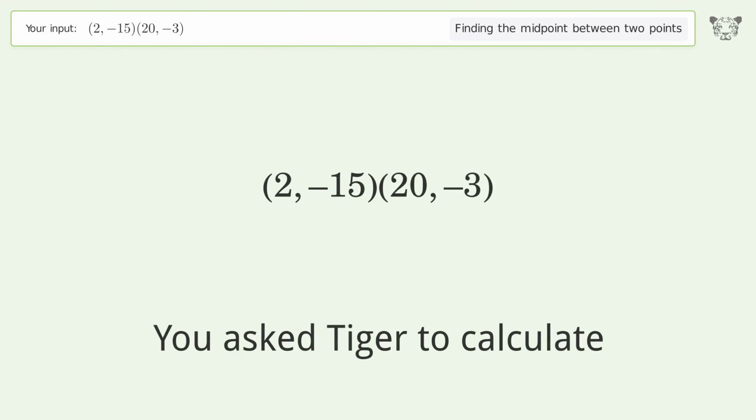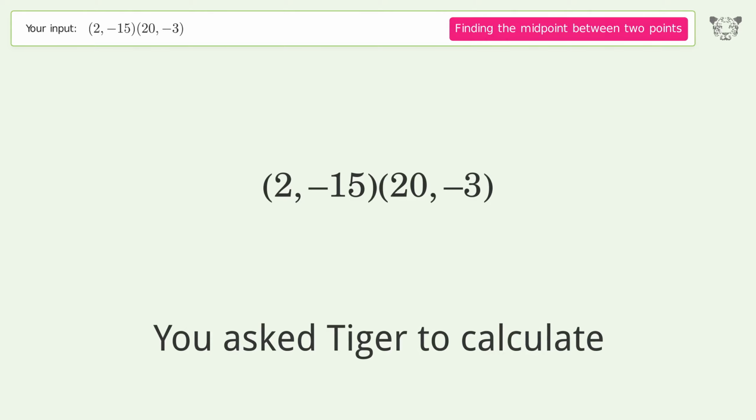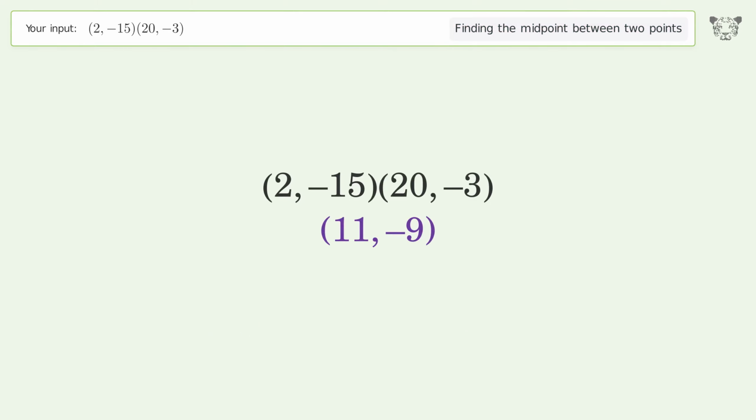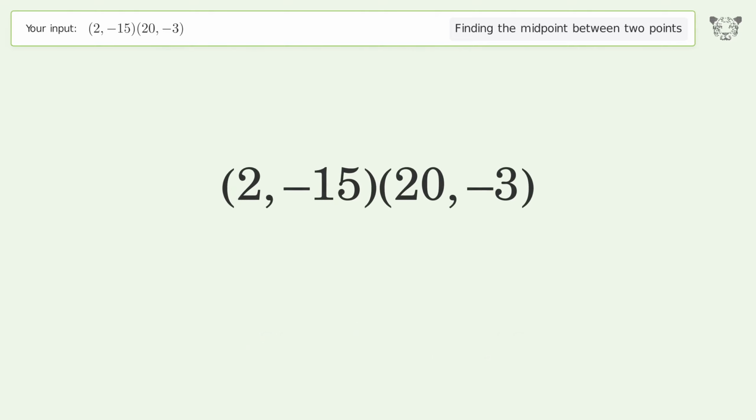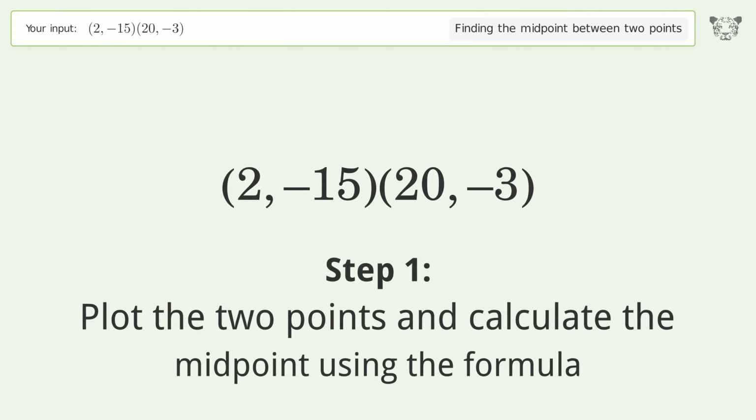You ask Tiger to calculate. This deals with finding the midpoint between 2 points. The midpoint between the 2 points is 11, -9. Let's solve it step by step. Plot the 2 points and calculate the midpoint using the formula.